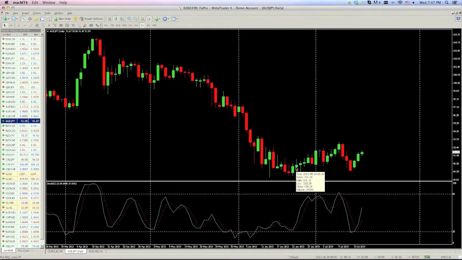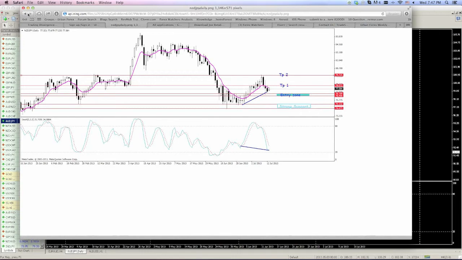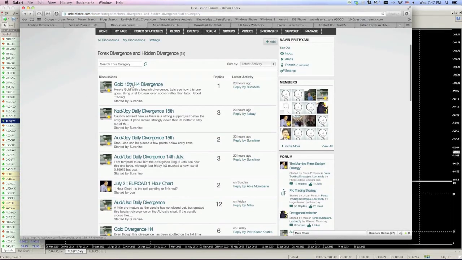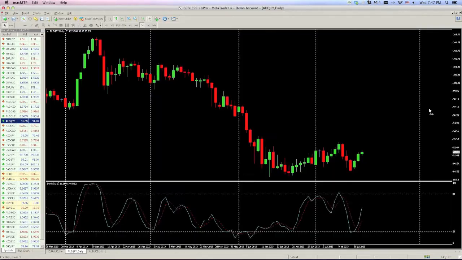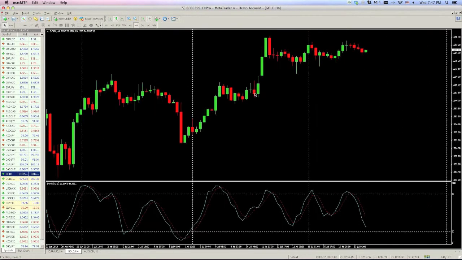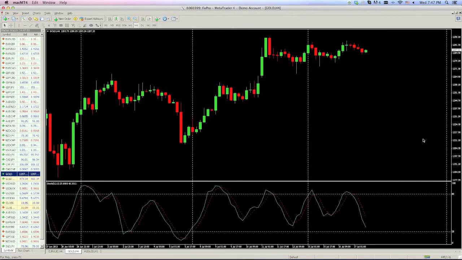All right. Moving forward, so we did New Zealand dollar, Japanese yen. Let's take a look at what else we got. We've got gold on the 15th, 4 hours divergence. Let's take a look. Gold 15th, 4 hours. Oh, sorry. Okay. Price is going down, indicators going up. This is on 15th of July. Okay, gold played tricks. Okay, that's okay.